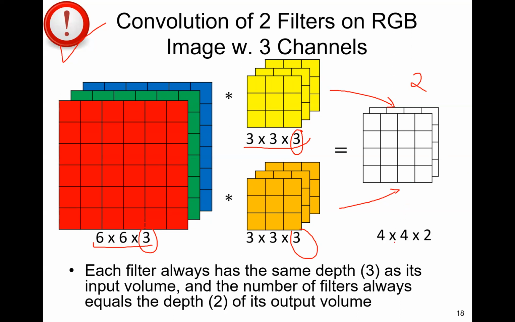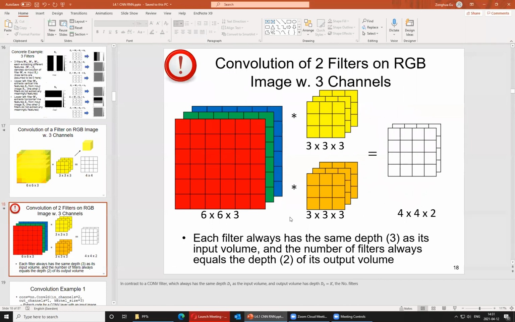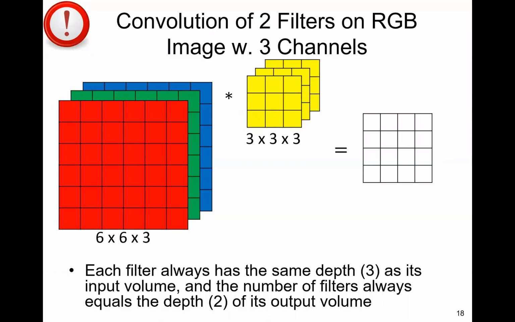So the output is a 4x4x2 output volume. I think maybe it's clearer if I make them in color. Yeah, I'll do it later. Just to highlight that each output activation map is a result of applying each filter.